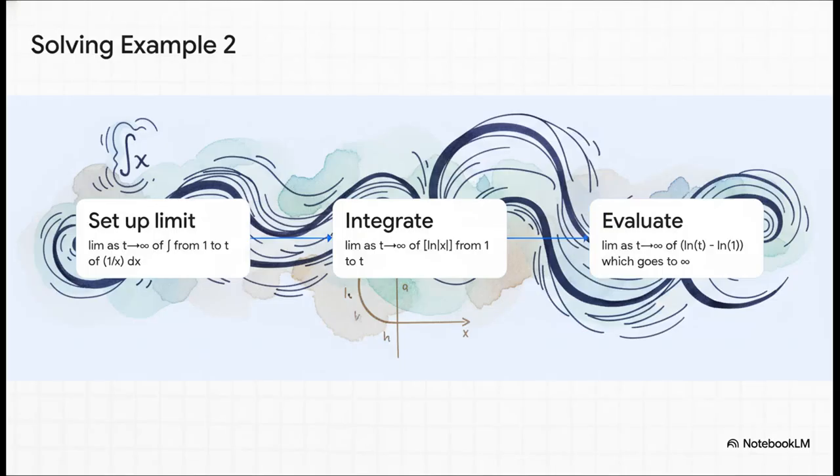We're going to run the exact same playbook. Set up the limit, find the antiderivative, but here's the crucial difference. The integral of 1 over x is the natural log of x. So when we go to evaluate the limit, we're really asking what happens to the natural log of t as t shoots off to infinity.